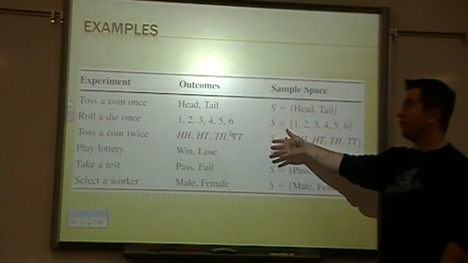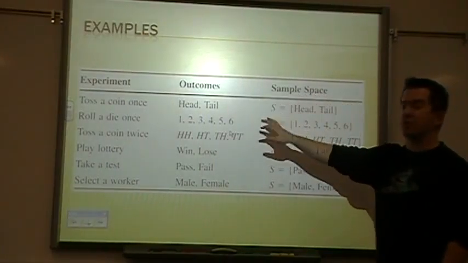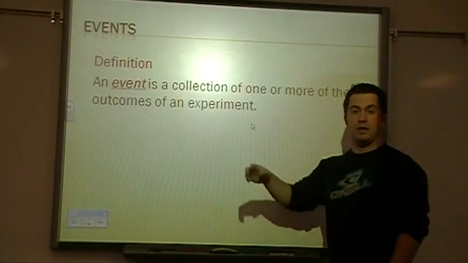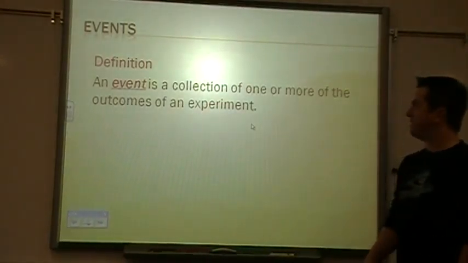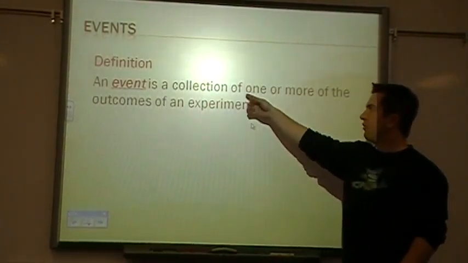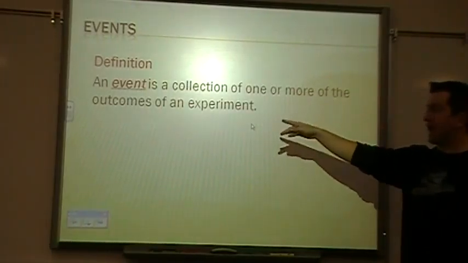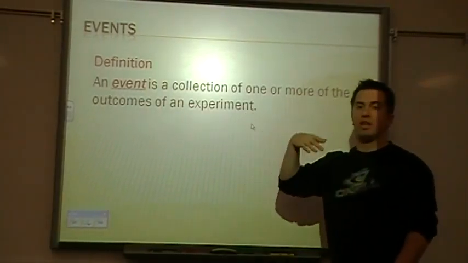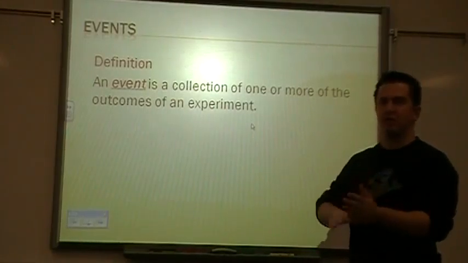So I hope this helps you realize what these words are because we're using them a lot. Next thing we're going to talk about is an event. An event is a collection of one or more of the outcomes of the experiment. So one or more of the outcomes of the experiment make an event.